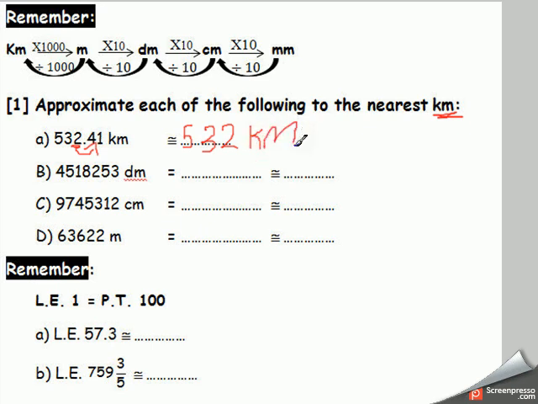Okay. The second example here is this decimeter. What can I do with decimeter? The first step, we said we should convert it to kilometer. From decimeter to kilometer, how many zeros do I have? 1, 2, 3, 4, mister. So you should divide it by 10,000. Excellent.